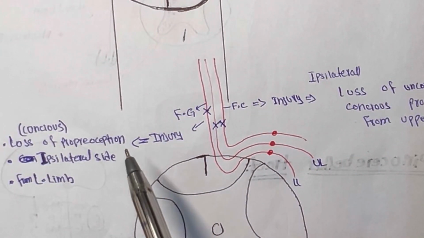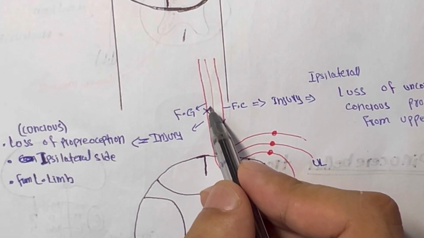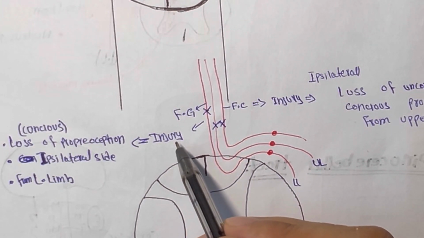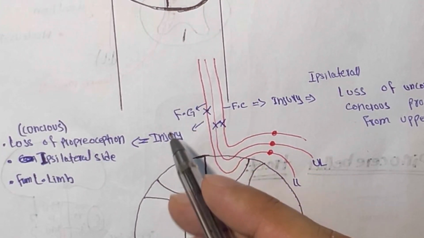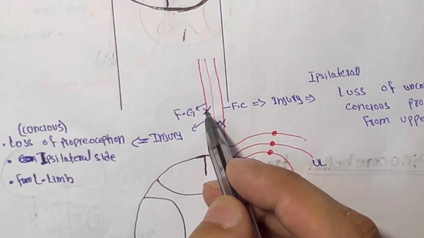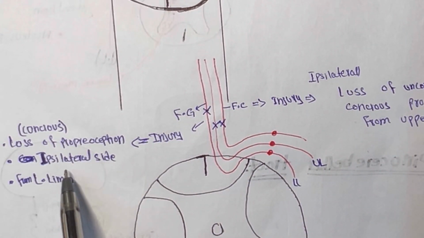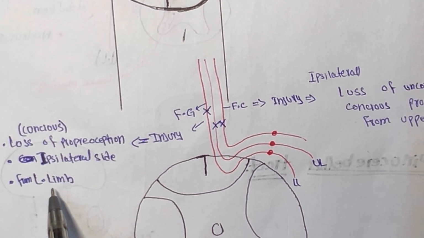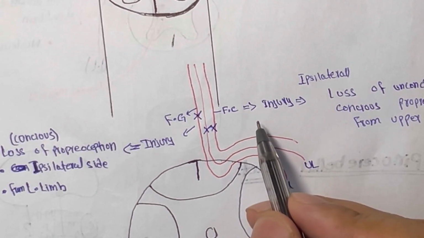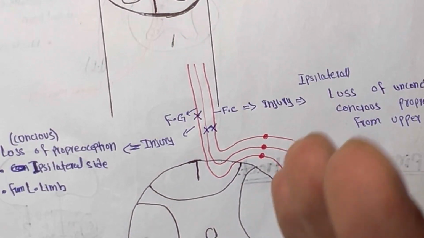One more thing about the clinical correlation. If injury occurs here in the fasciculus gracilis, what happens? Ipsilateral loss of conscious proprioception from the lower limb. If injury occurs here, what will happen? Loss of proprioception on the ipsilateral side from the lower limbs. If injury occurs here, in the fasciculus cuneatus, ipsilateral loss of conscious and unconscious proprioception from the upper limb.